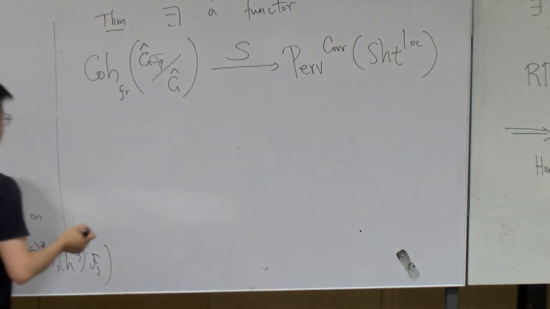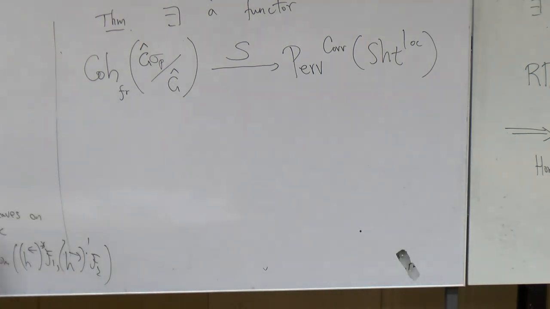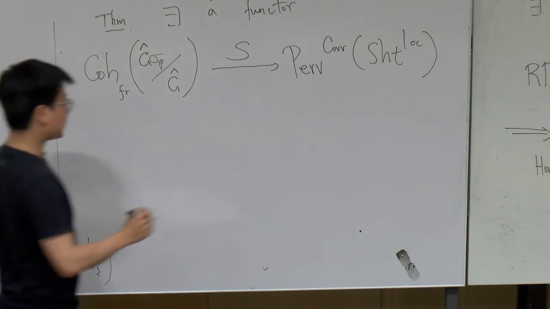The property it should satisfy is as follows. So first of all, because we have a map from the stack of local Shtukas to the stack of the local Hecke stack, in particular, I can pull back sheaves.